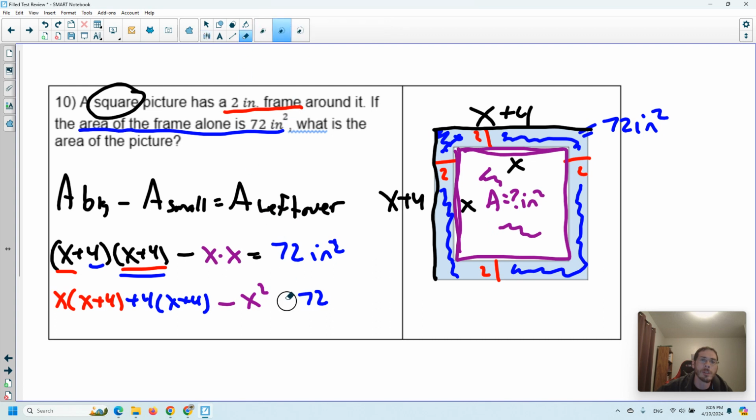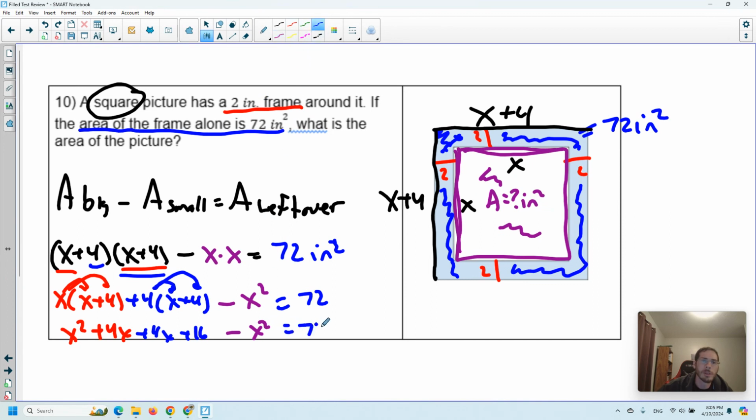So I'm going to drop the units right now since I just want to work with the numbers. We just know that that's 72 square inches. So we got a little bit further. So now we have to distribute: x squared plus 4x plus 4x plus 16 minus x squared equals 72.